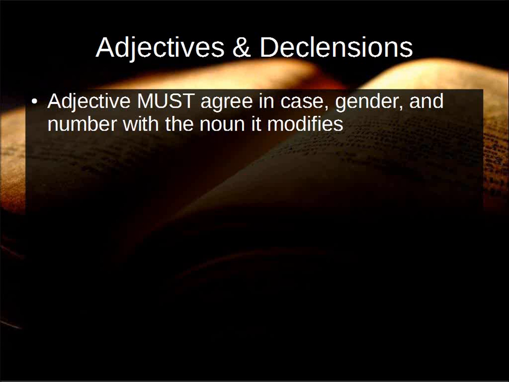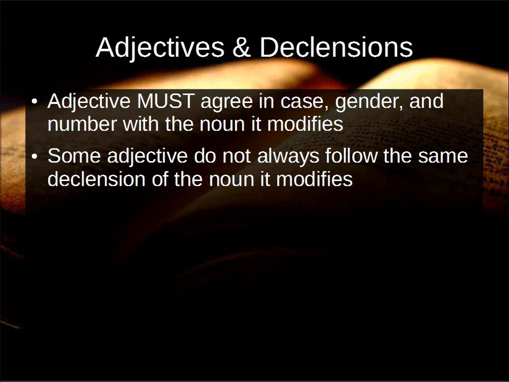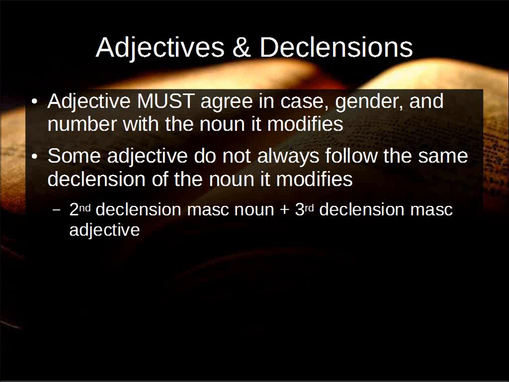That's great. That's awesome. But sometimes, and I have to let you guys know this, some adjectives do not always follow the same declension of the noun it modifies. For example, you might have a second declension masculine noun, but a third declension masculine adjective, okay? So even though the declensions don't match up, if they agree in case, gender, and number, most often than not, they are connected with each other, that the adjective is describing that noun, okay?